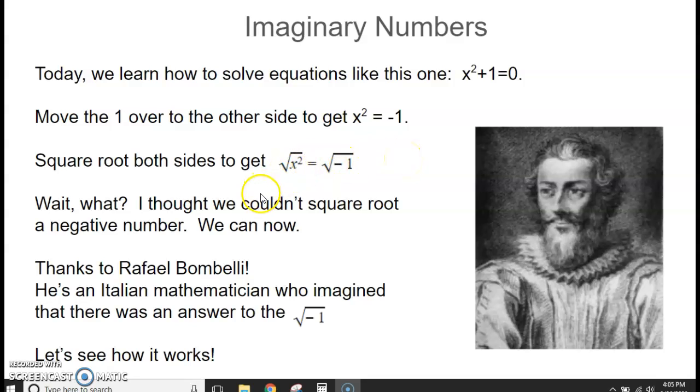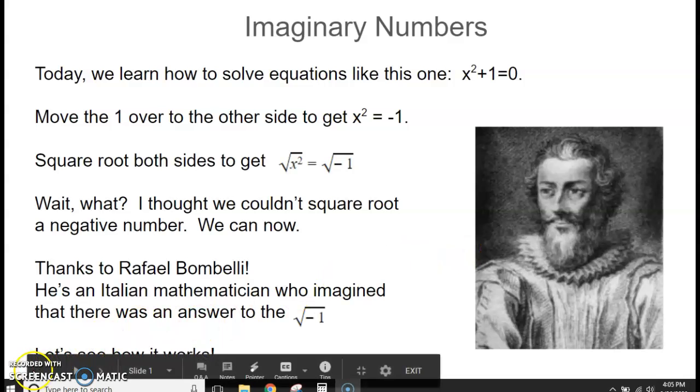But wait a minute, I thought we couldn't square root a negative. Well, we can now, thanks to this person over here, Raphael Bombelli. He's an Italian mathematician who imagined that there was an answer to the square root of negative 1. Let's see how it works.